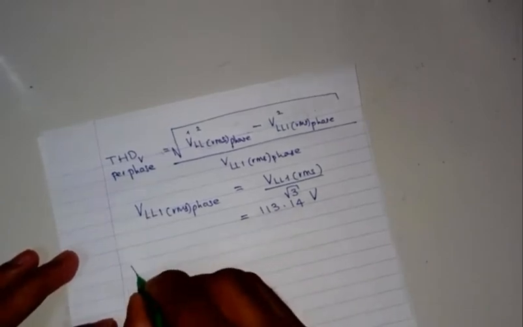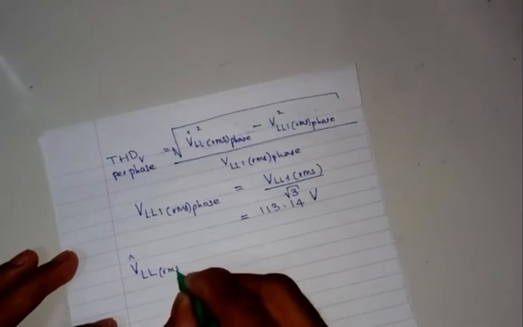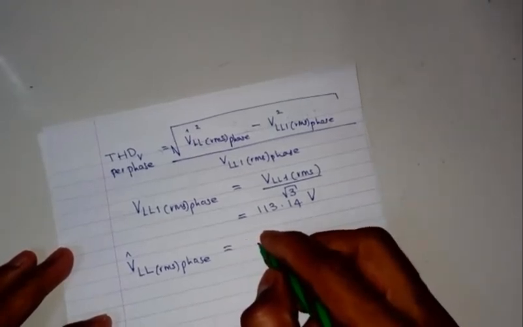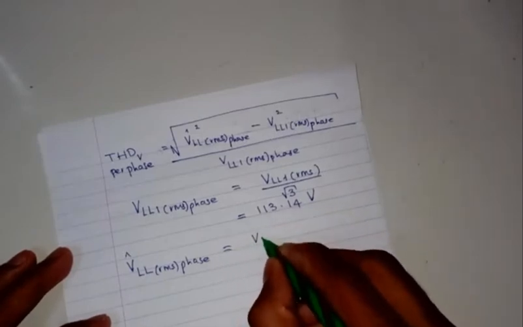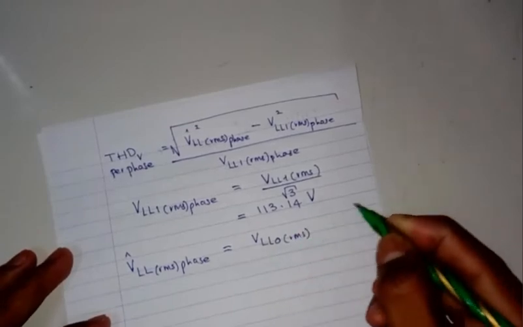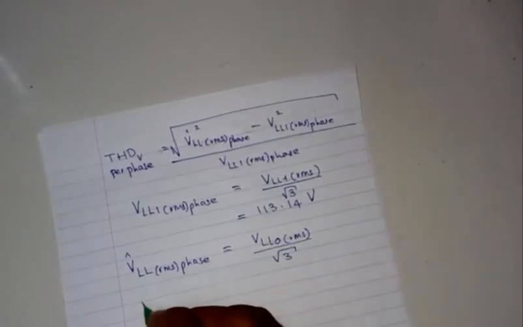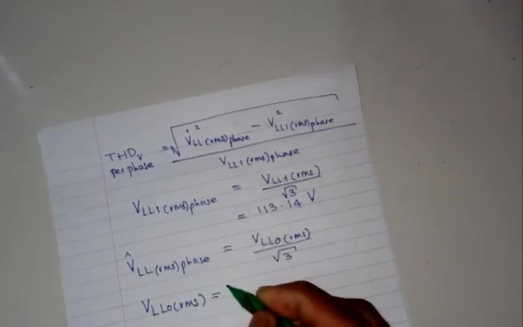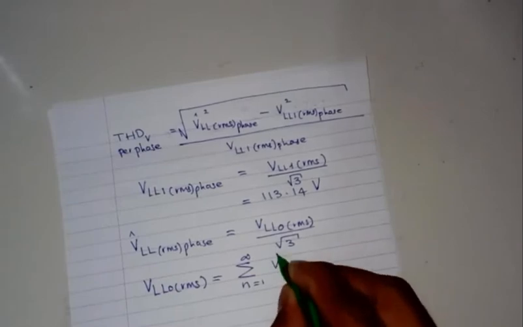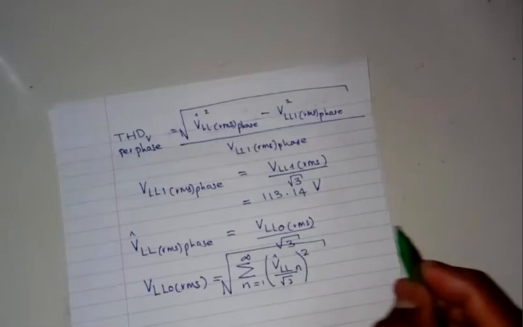For VLL RMS per phase, it is calculated as follows: VLL RMS per phase equals VLL naught RMS divided by root 3, where VLL naught RMS equals the square root of the summation, n equals 1 to infinity, of VLL n divided by square root 2, the fraction squared.